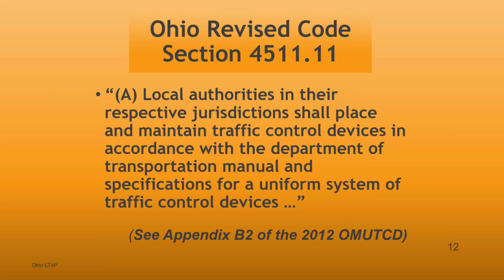Uniform system, that's what we're striving for, uniformity. So if you're setting up a flagging operation on a 2-lane rural road in Hamilton County, it should look basically the same as a flagging operation that's set up in Ottawa County. That's what we're striving for. The same signage, the same spacing of the signs, the number of cones in the taper, the stop slow paddle, how the flagger uses the stop slow paddle, they should all be the same. That's what we're striving for, because that makes our work zone safer.